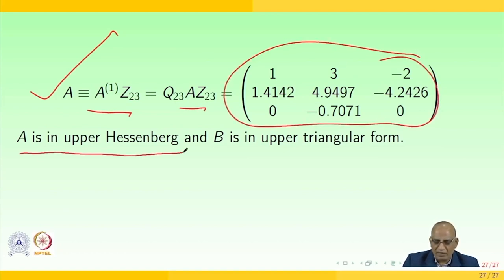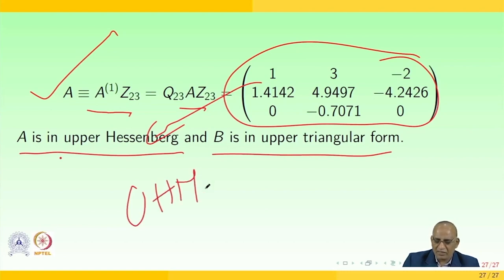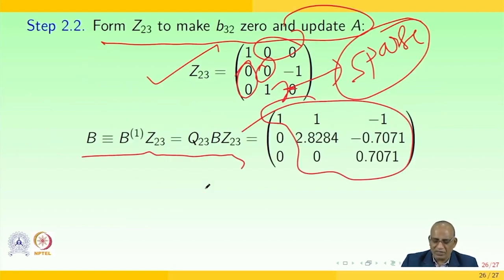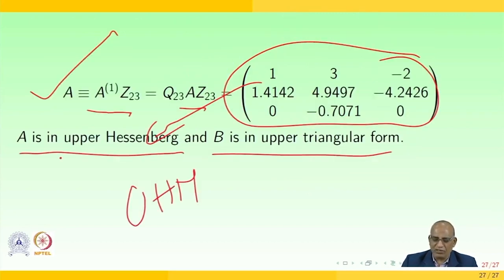So A is an upper Hessenberg matrix and B is an upper triangular matrix. Look over here, this has become the upper Hessenberg matrix, and B, as we did previously, has become an upper triangular matrix. So these are the zeros below the main diagonal. So this is what we wanted to achieve by using this algorithm. So in today's lecture, what we learned is how the matrix can be transformed into pencils and how you can find the upper Hessenberg matrix and upper triangular matrix for a given coefficient matrix A.